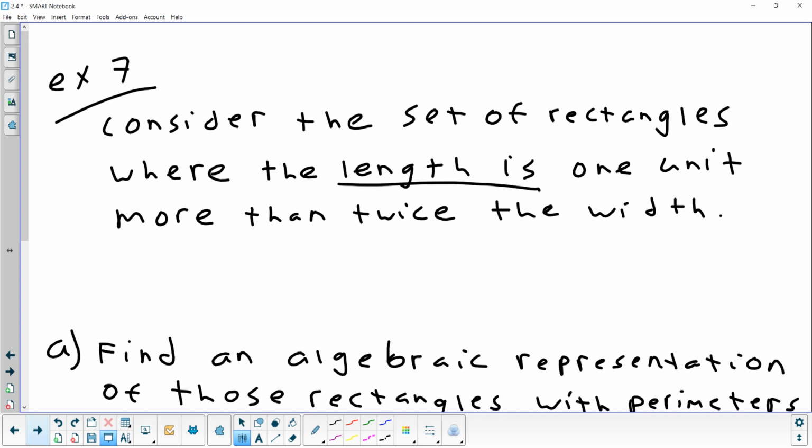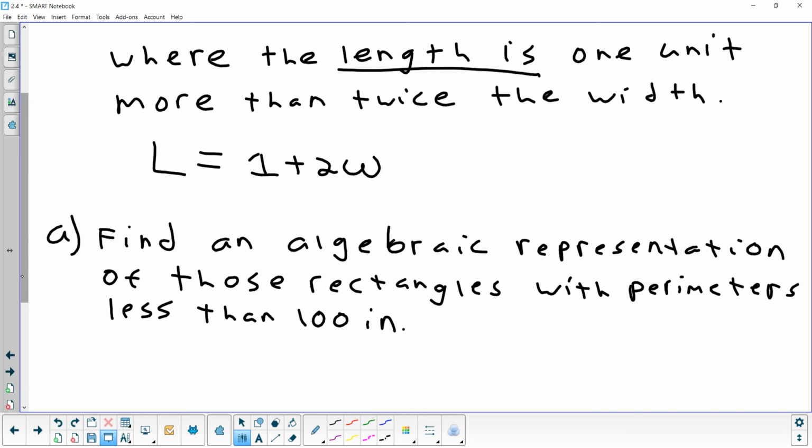Yeah, Matt? L equals. Length is 1 more than twice width. How would you write that? 1 more than twice width. Julie? 1 plus 2w. Yeah. 1 more than twice width. All right, so that's probably going to come in handy. They didn't say we had to do that, but I bet we're going to need that at some point.